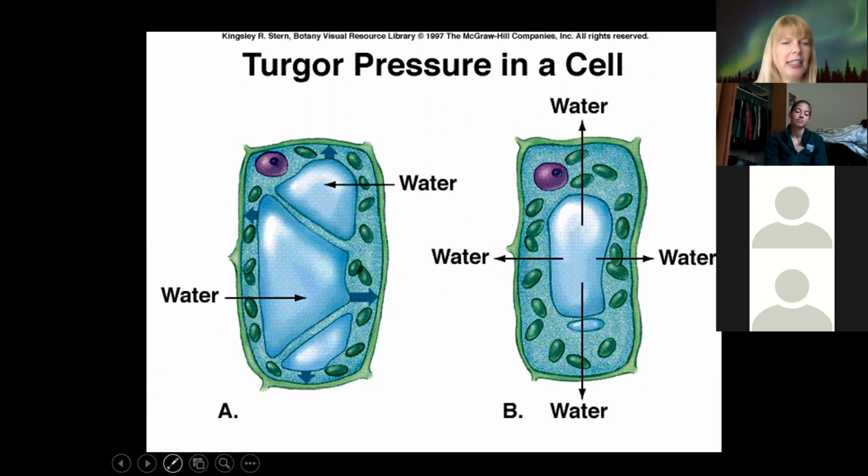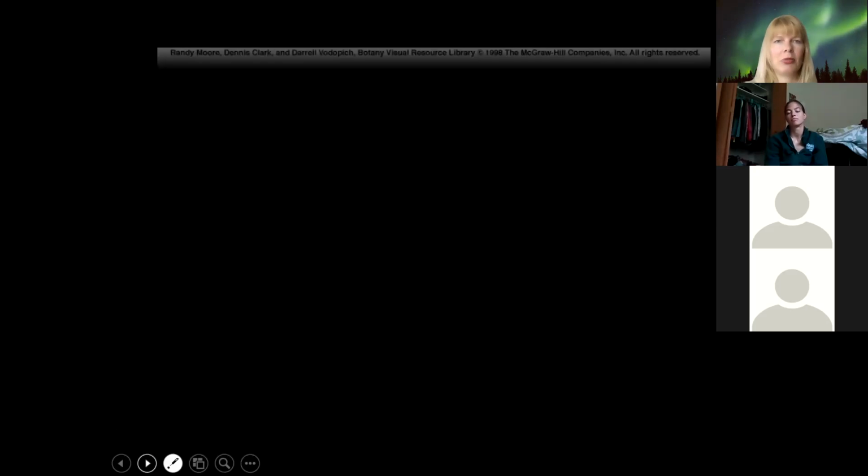So we'll talk a lot about water movement in the plant and how that's happening. It has a lot to do with osmosis. So if it's been a while since you've thought about osmosis, you might want to brush up on that, because we're going to get into it actually on Monday. So we're going to get into that.